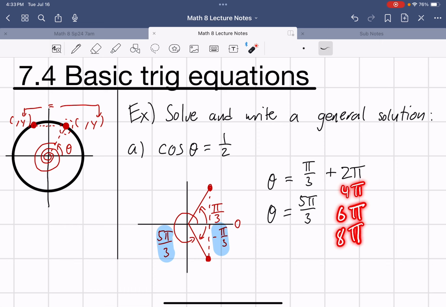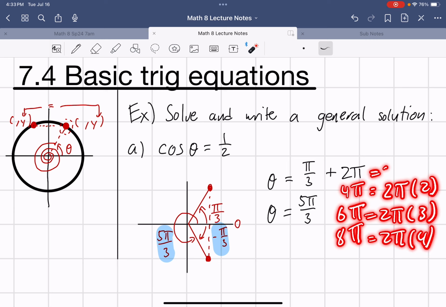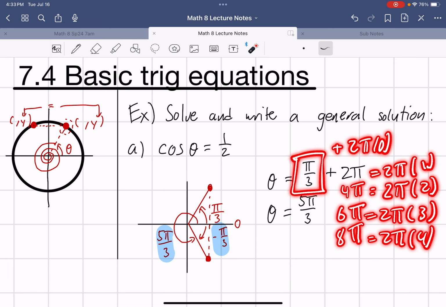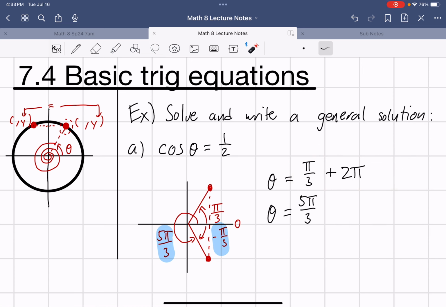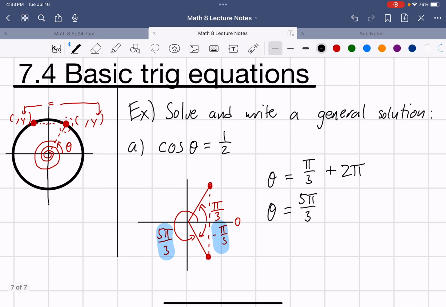But this is just the same as saying 2 pi times 2. This is saying 2 pi times 3. This next one is saying 2 pi times 4. The first one is just saying 2 pi times 1. Or we can say plus 2 pi times 0, just giving us exactly pi over 3. And this is just 0, 1, 2, 3, 4. And if you notice, that's where we have to add our k.